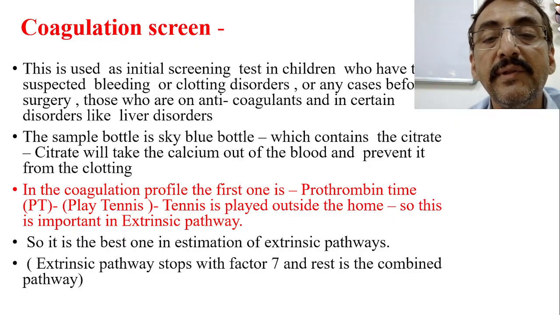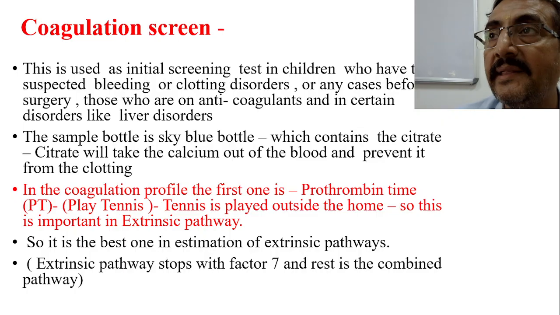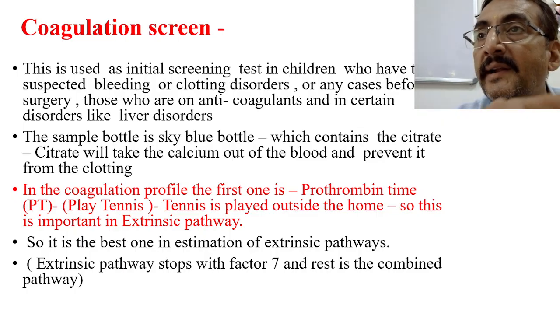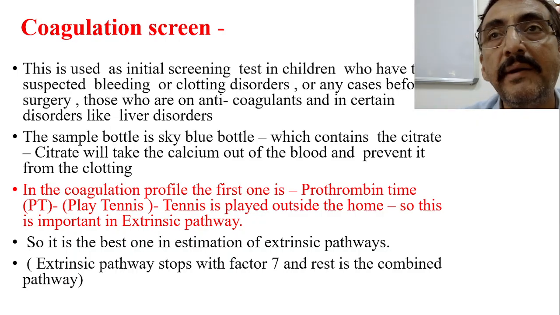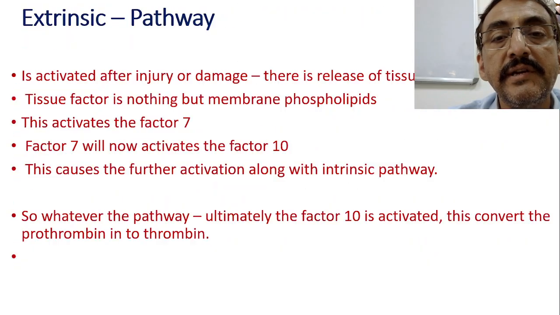The extrinsic pathway stops with factor number 7, and the rest is the combined pathway. We know that the 10th is a common factor. The intrinsic factors also come and meet at factor number 10, and the extrinsic pathway also comes and meets at factor number 10. If you have this picture, it will be a little clearer.